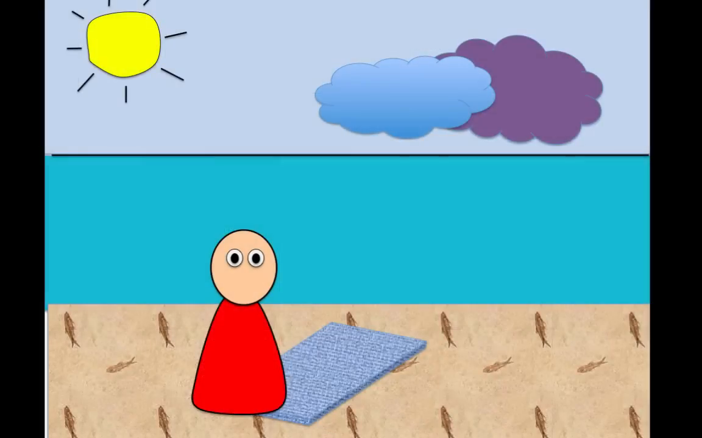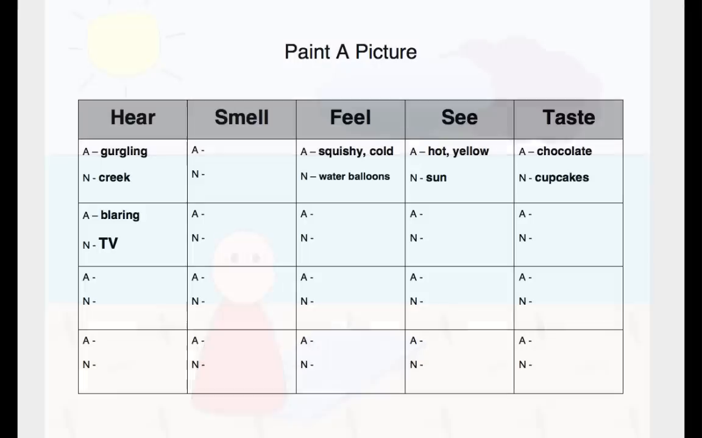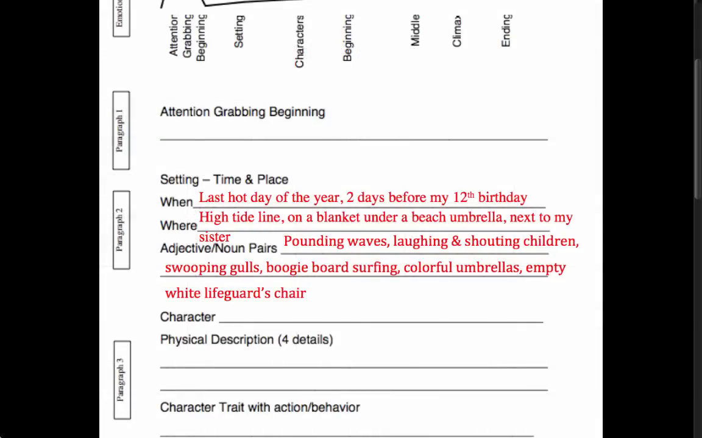Look at your picture again. Identify the nouns and pair them with an appropriate descriptor. What are the adjective-noun pairs in your picture? A hot yellow sun, a gurgling creek, a blaring TV, tasty chocolate cupcakes, squishy cold water balloons. Write down 4 adjective-noun pairs that are in your setting.